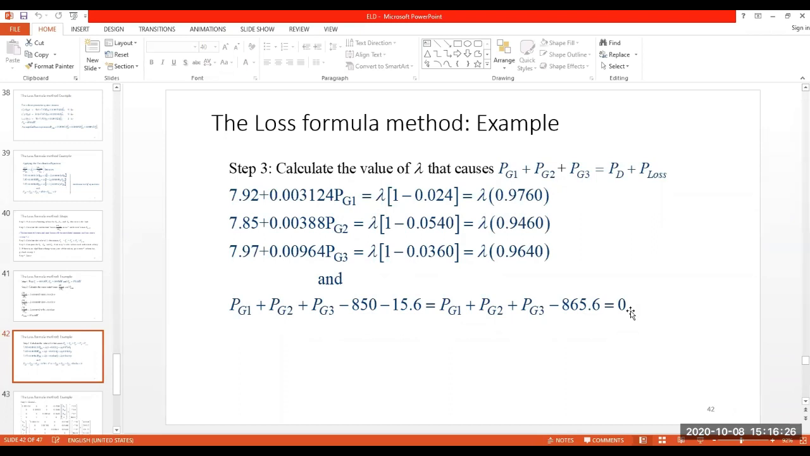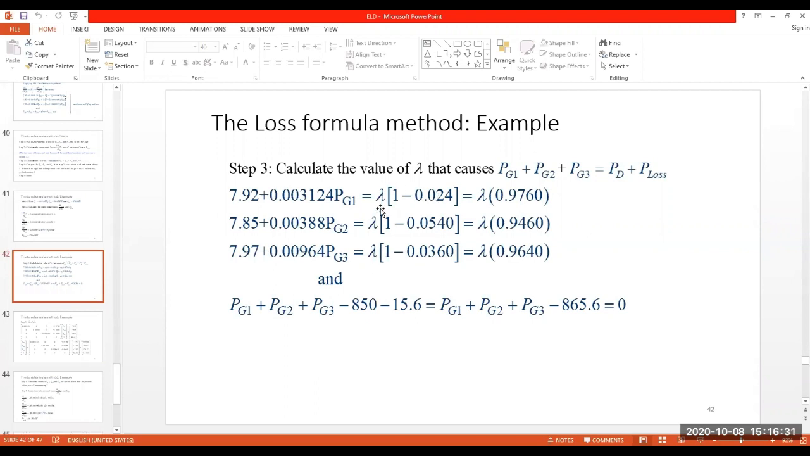So we can simply apply our linear algebra knowledge and solve these 4 equations, 4 unknowns. Which are the unknowns? PG1, PG2, PG3, and lambda. So these PG1, PG2, PG3 are the current iteration values, and the ones that we have put here should be taken from the previous iteration.